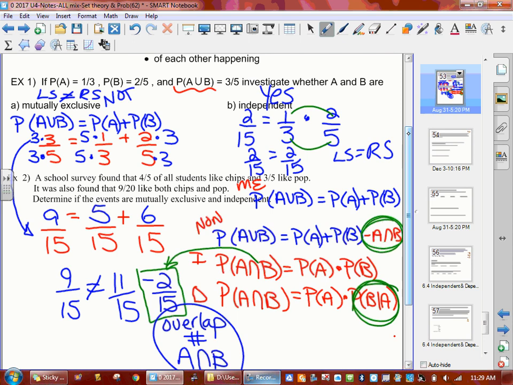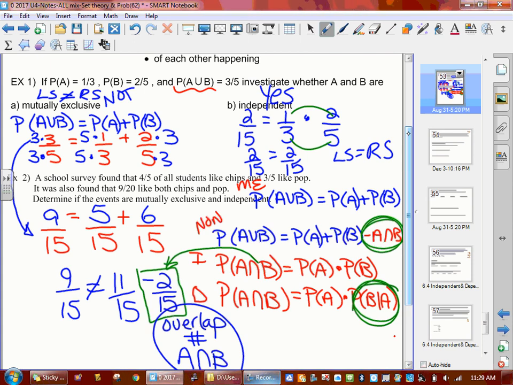If I've got a spinner with the numbers 1, 2, and 3, and my die also has the numbers 1, 2, and 3, they're two different objects. They're not going to affect each other, so they're independent of one another. But do they have overlapping outcomes? Yes, they do: the numbers 1, 2, and 3. So that's how something can be independent and yet have an overlap. Those two don't affect each other, but they can have an overlap.